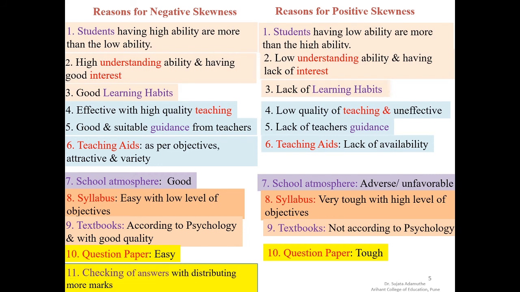The next reason may be that if the checking of answers is done with distribution of more marks, that means if the examiner is loose handed and has given very good marks in the paper, then automatically negative skewness will come. And the last reason for the positive skewness is strict checking of the answers. If the examiner is tight handed, then the students will get very less marks, and we will observe the positive skewness there. So the last two reasons are related to evaluation, right? We'll go to the next point then, kurtosis.